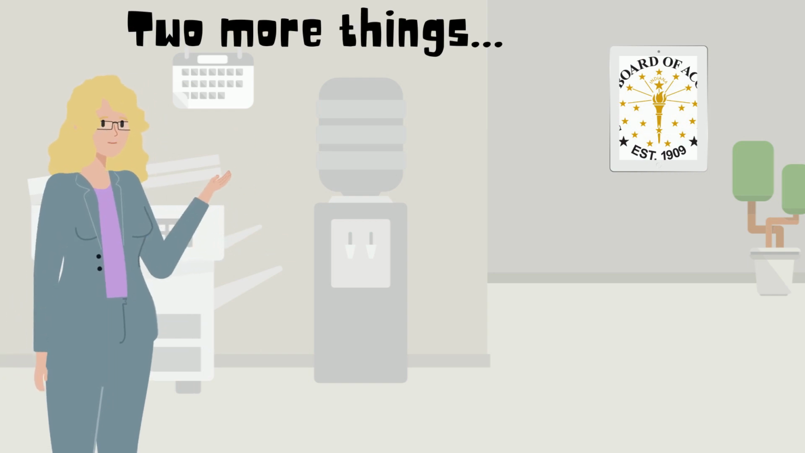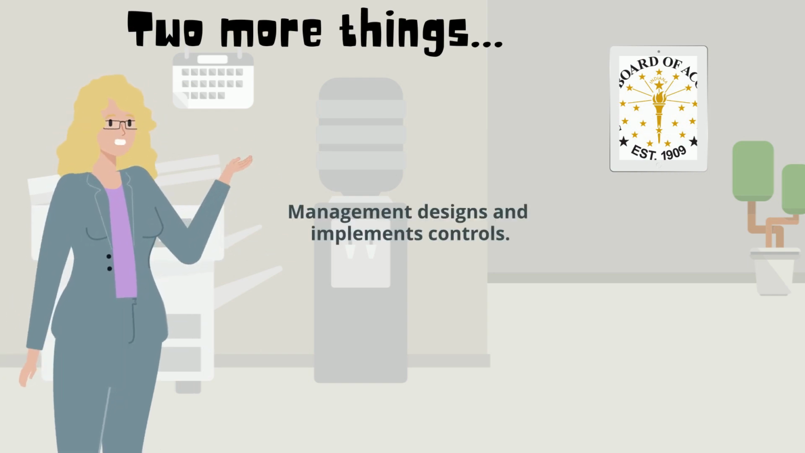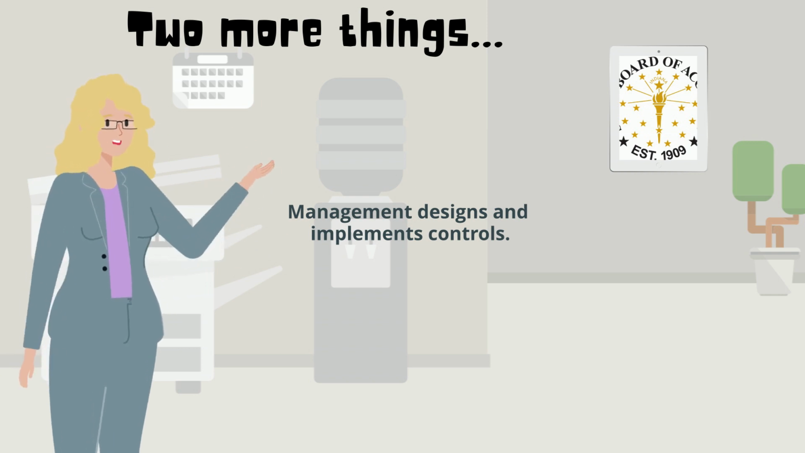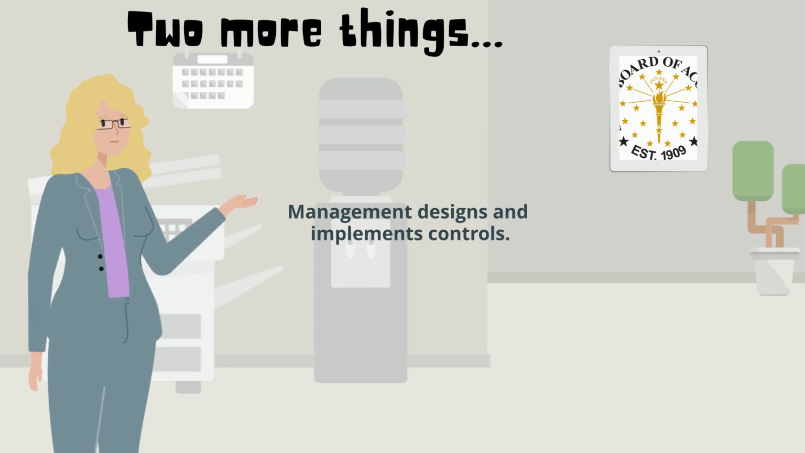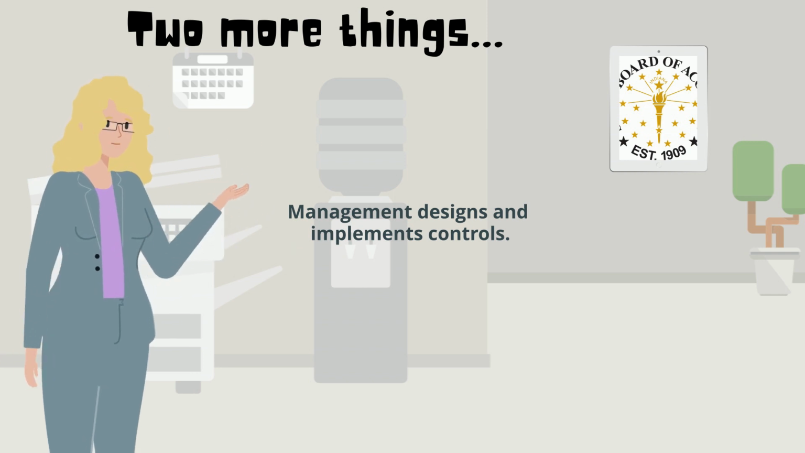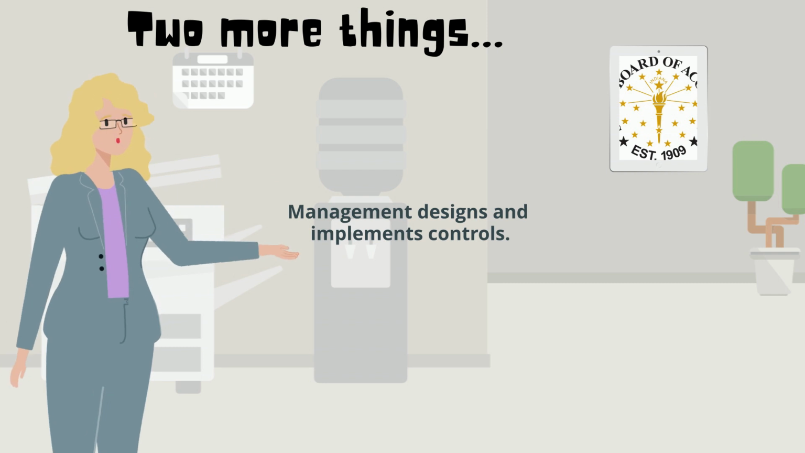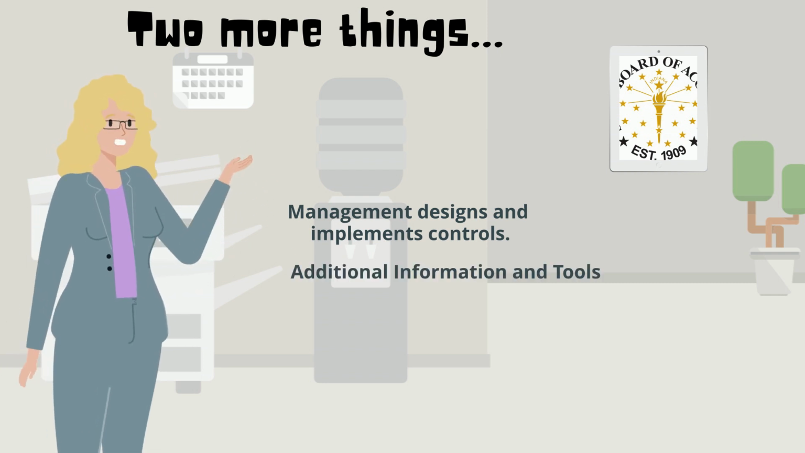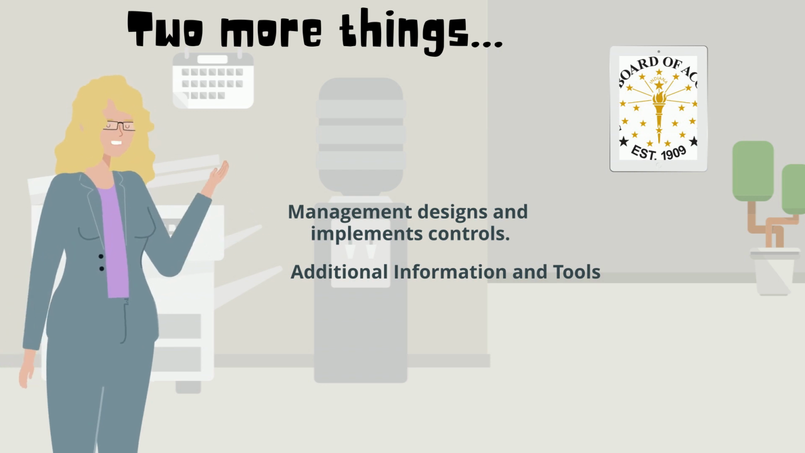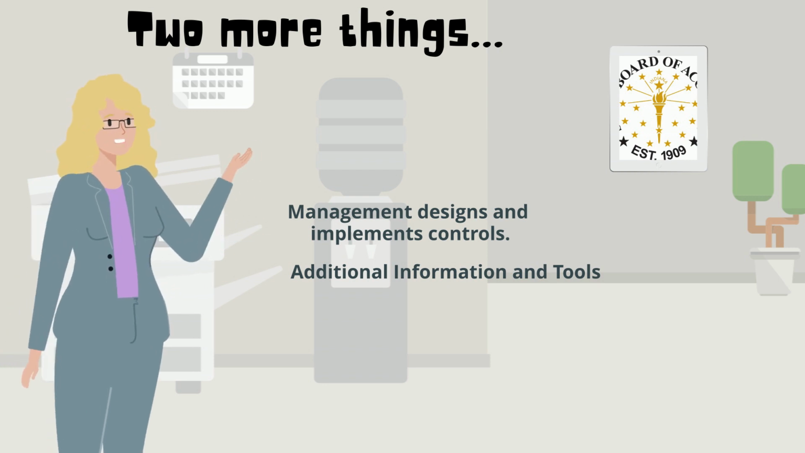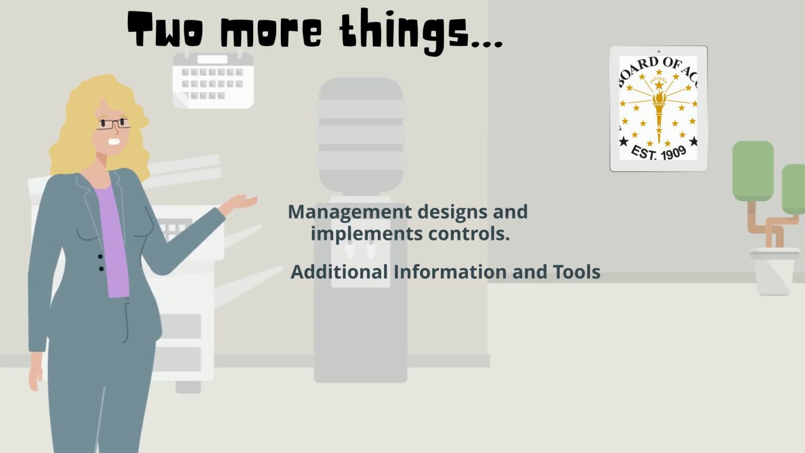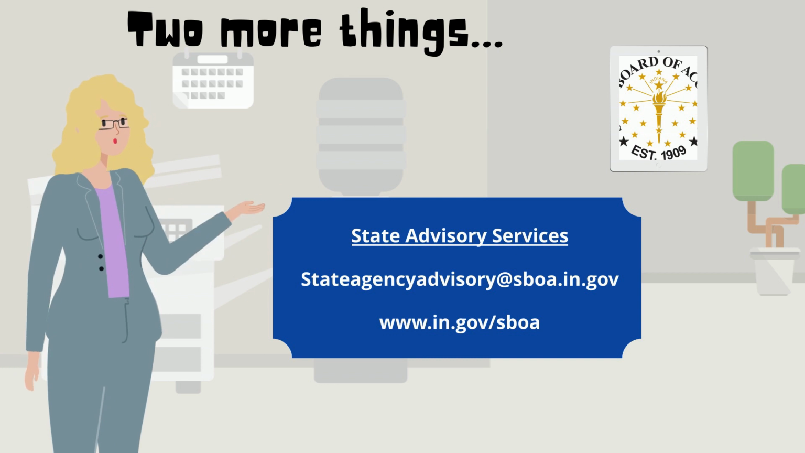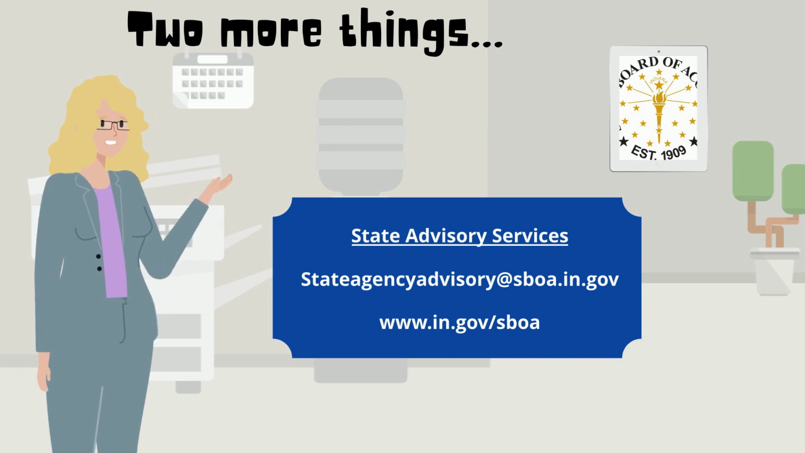First, while all 5 components are required, it is management who decides how to design and implement those internal controls. Parts 2 and 3 offer ideas and best practices, but management may choose other methods. Second, this was a short overview. You will see additional information and tools in the guidelines. Stay tuned for information on collaborative in-person sessions to cover this material in more detail. In the meantime, feel free to reach out to State Advisory Services. We are happy to help.